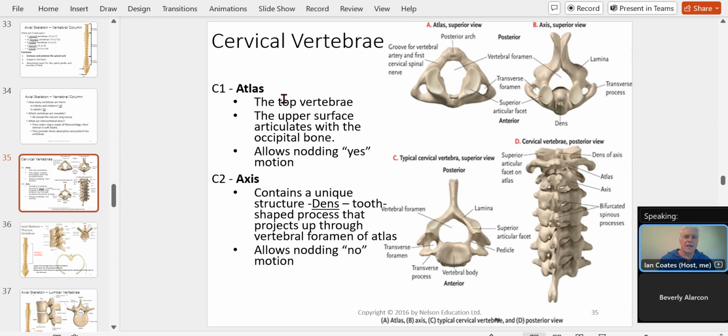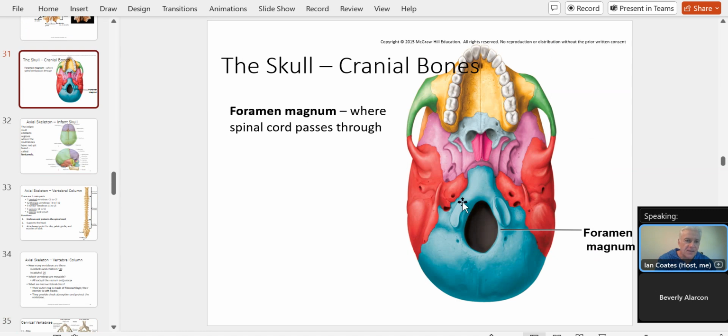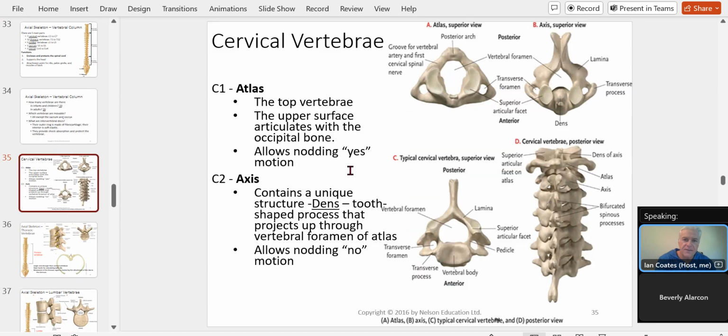And you'll see there that we have C1 and C2. C1, the very top one, you'll see what's going on here. You see these two little ridges right here? Well, let's just go back to here. That's what the skull sits on. Those two ridges right there fit right onto here, and that's what the skull sits on.